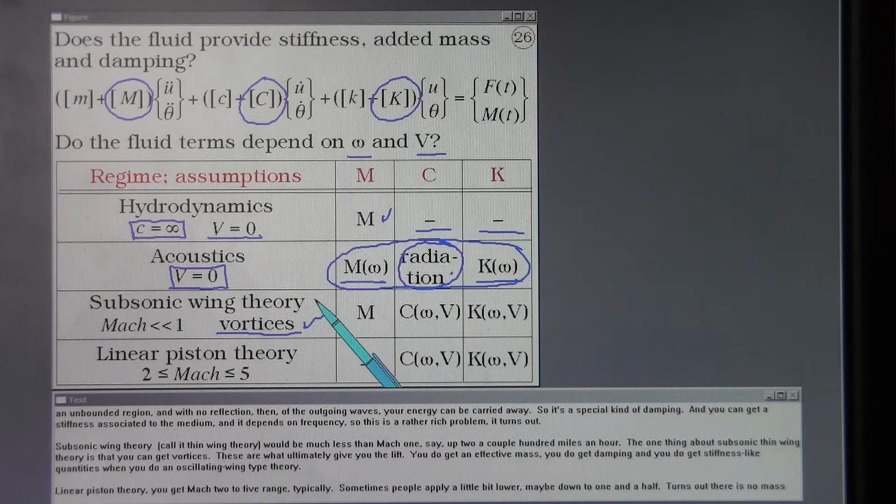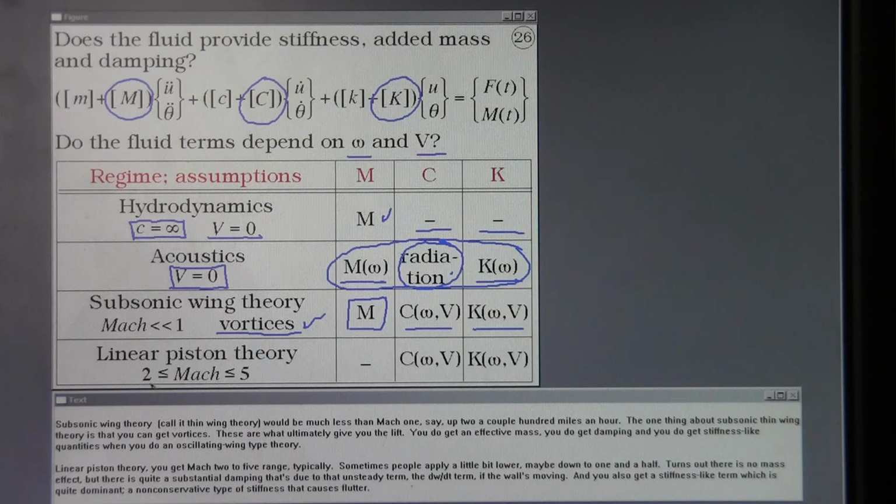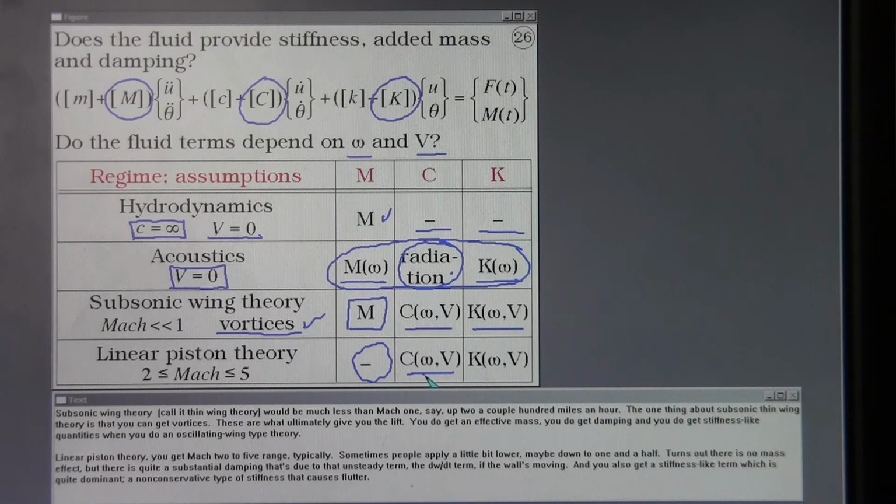Now, you do get an effective mass, you do get damping, and you do get stiffness-like quantities when you do an oscillating wing type theory. Linear piston theory, you get Mach 2 to 5 range typically. Sometimes people will apply it a little bit lower, maybe down to 1.5. Turns out there is no mass effect, but there is quite a substantial damping. That's due to that unsteady term, the dW/dt term, if the wall's moving. And you also get a stiffness-like term, which is quite dominant, and a non-conservative type of stiffness that causes flutter.